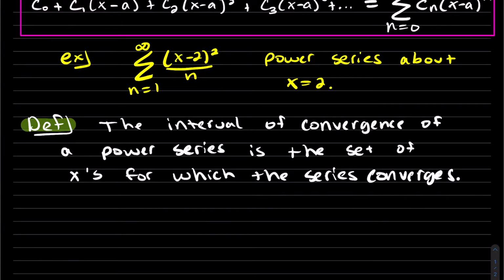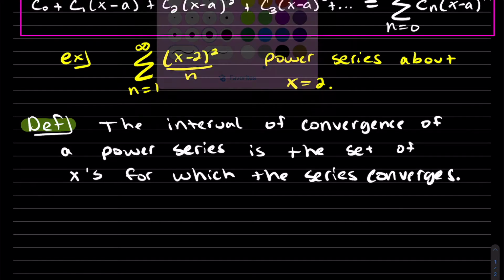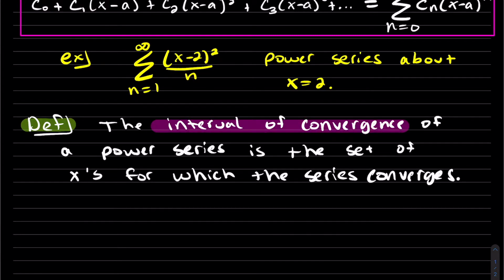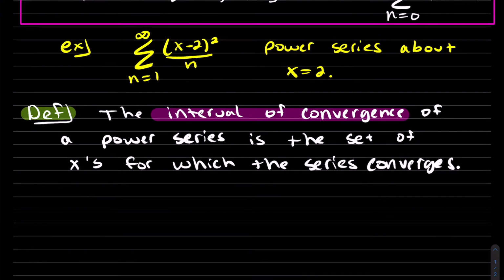So our definition for the interval of convergence. The interval of convergence of a power series is the set of x's for which the series converges. So just a couple notes here.